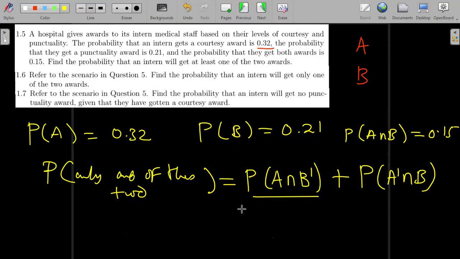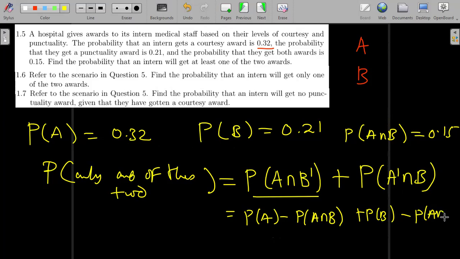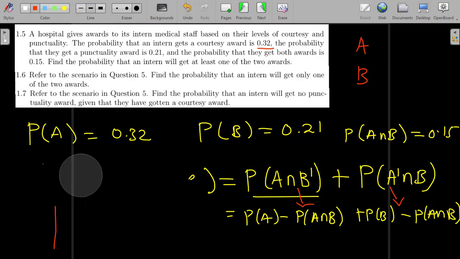This one here is the same as the probability of A minus the probability of A intersection B. And this one here is the same as the probability of B minus the probability of A intersection B. But how do we move from this to that? You draw a Venn diagram to understand. I'll need some space here.